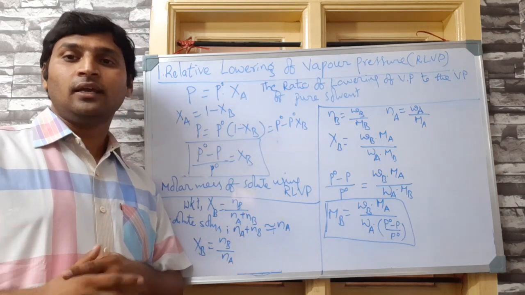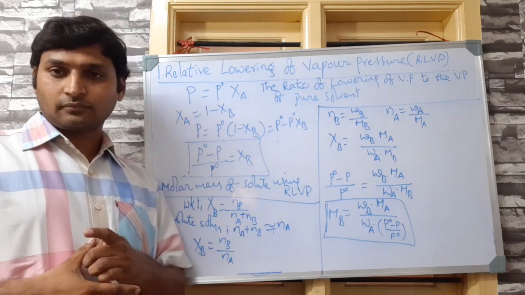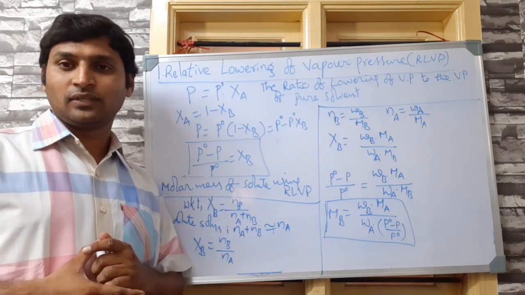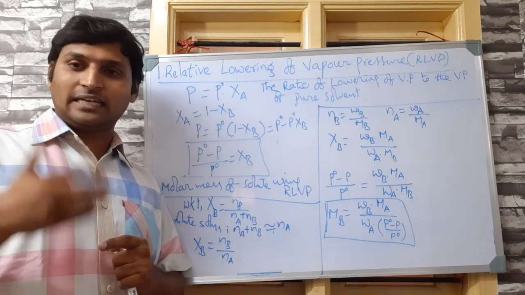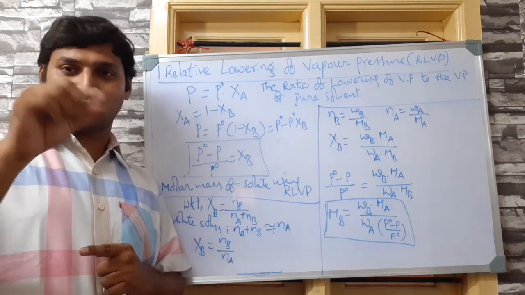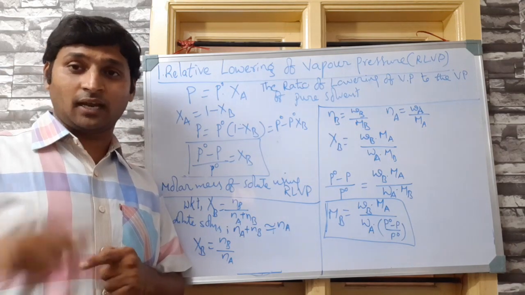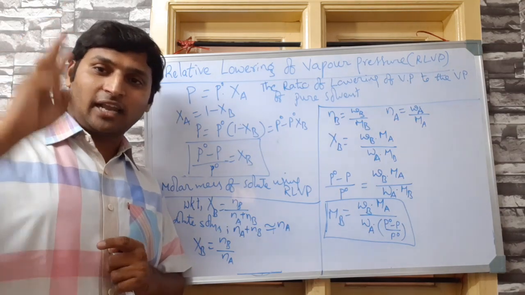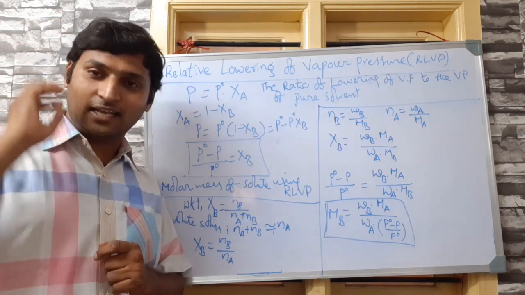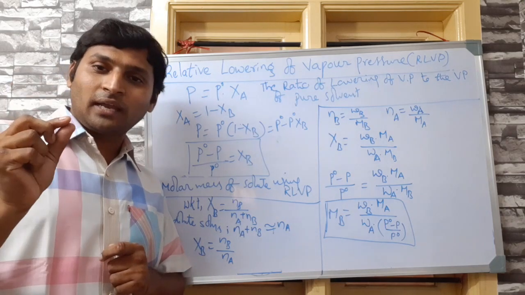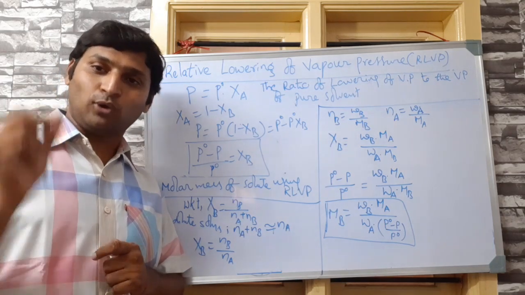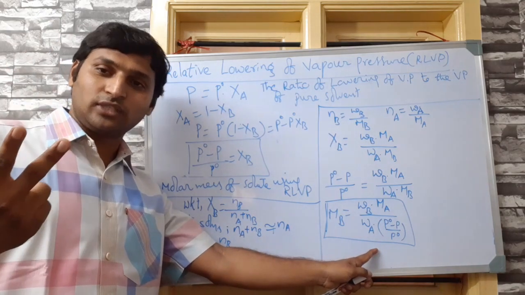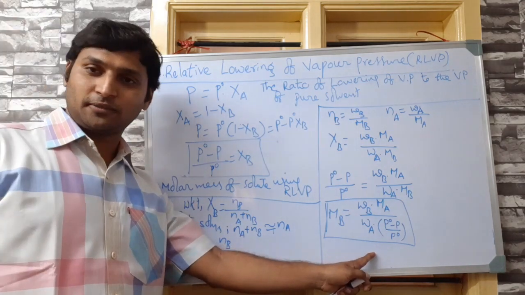Number two, in your board exam, in question number 27 if I am not wrong, it will be a 5-mark question where there will be 2 parts, 1 and 2. Part 2 will be a 2 marks question. Part 1 of question number 27 will be a 3 marks question. And the 3 marks question will necessarily be a numerical based on determination of molar mass, either using RLVP or using delta TB or using delta TF or using osmotic pressure.